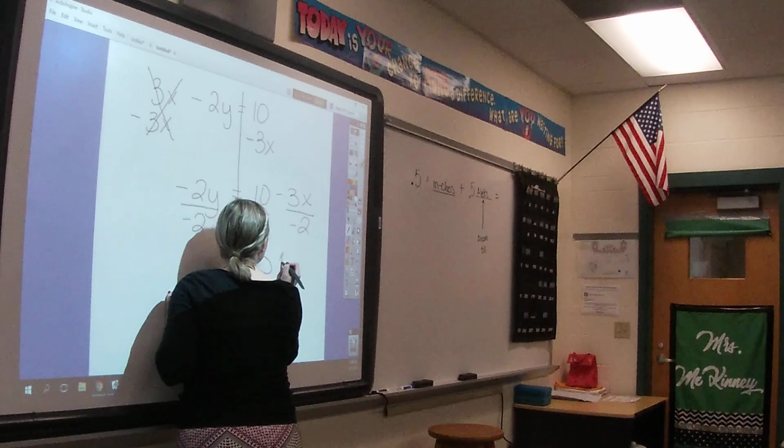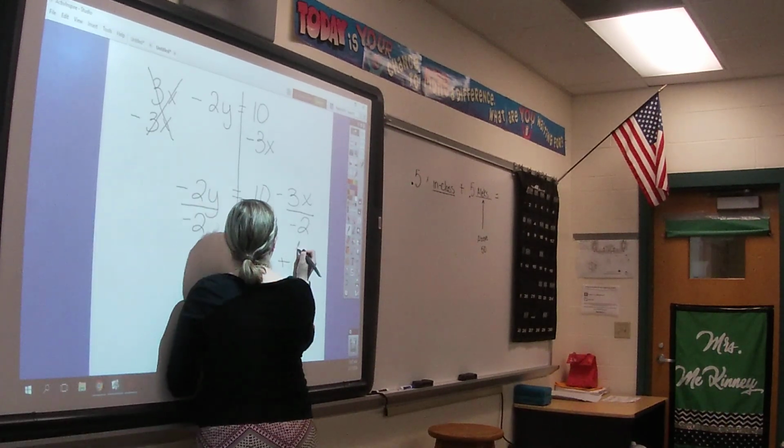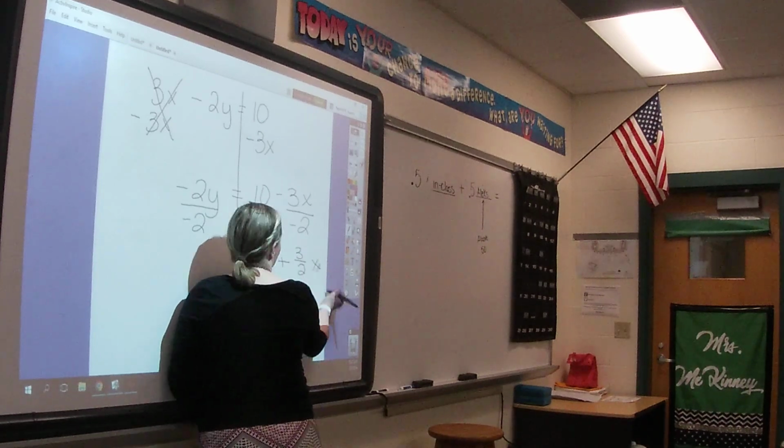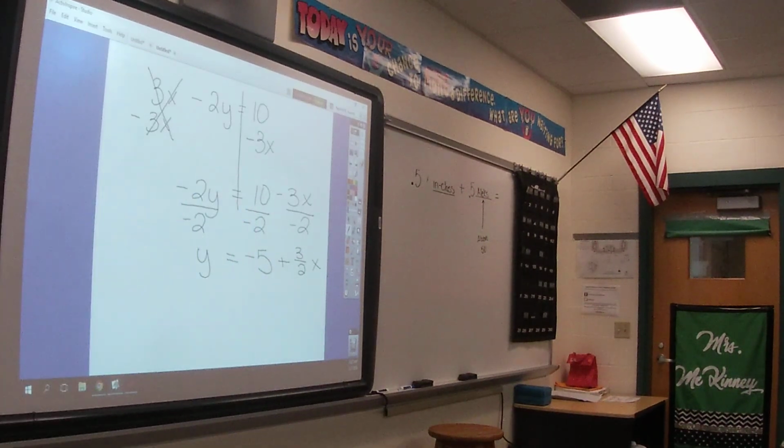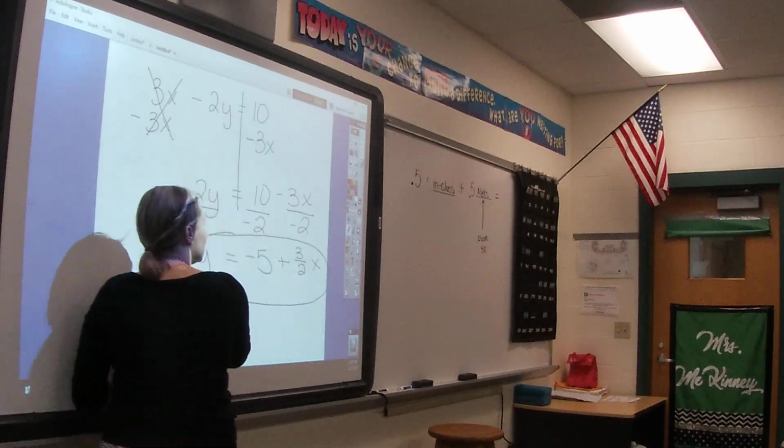Okay, so a positive 1.5, 1 and 1/2, or myself who is a fraction friend, I'm just going to leave it as a 3 over 2x because that's less work for me to do. Right, two negatives make a positive, and then I'm just leaving the fraction as what I see. And so we'll get y equals negative 5 plus 3 over 2x.